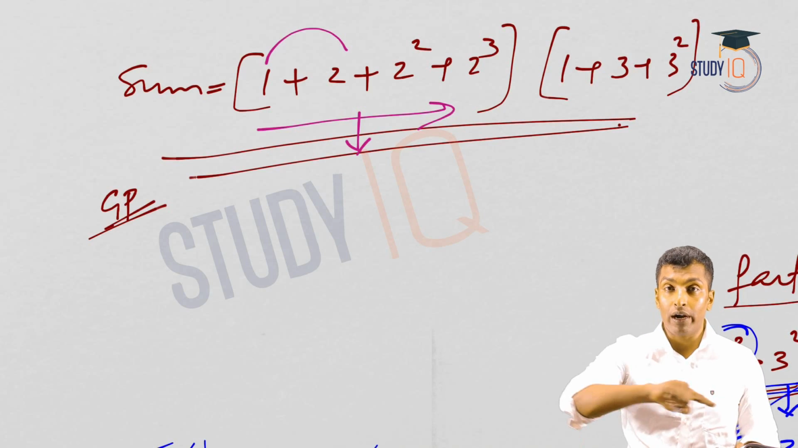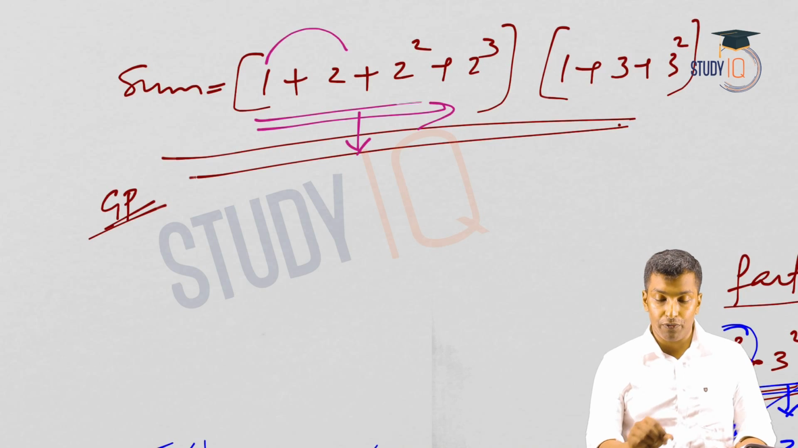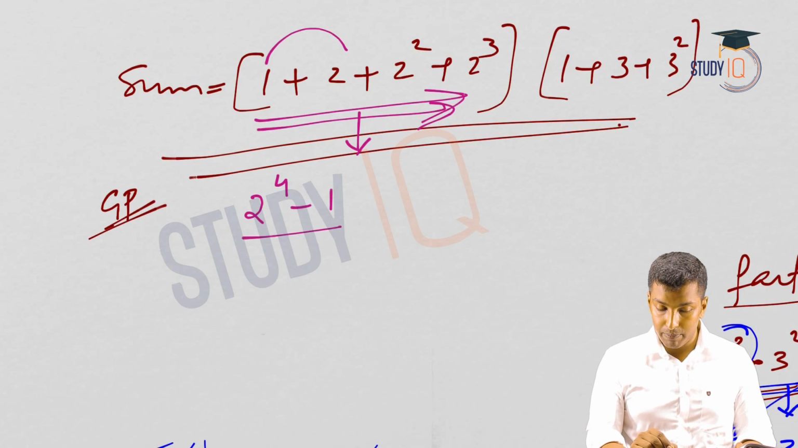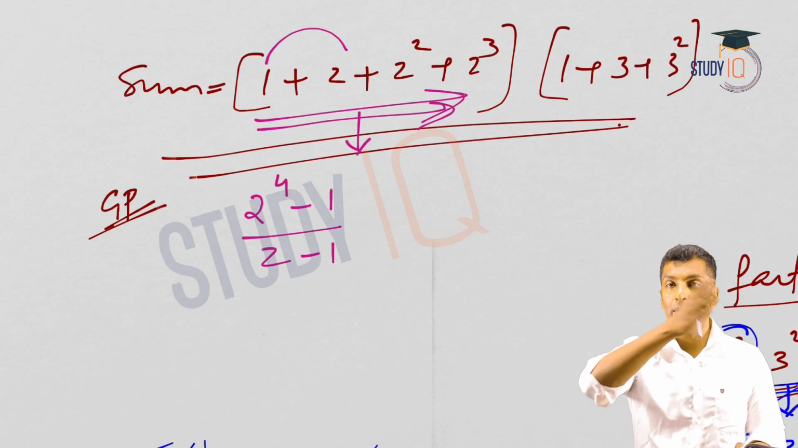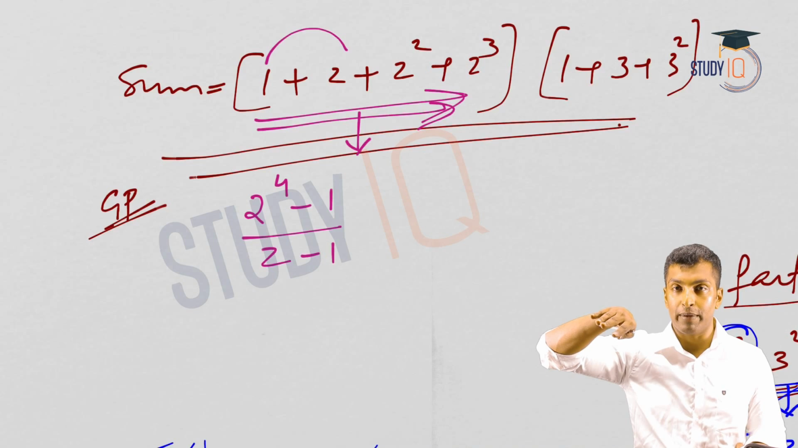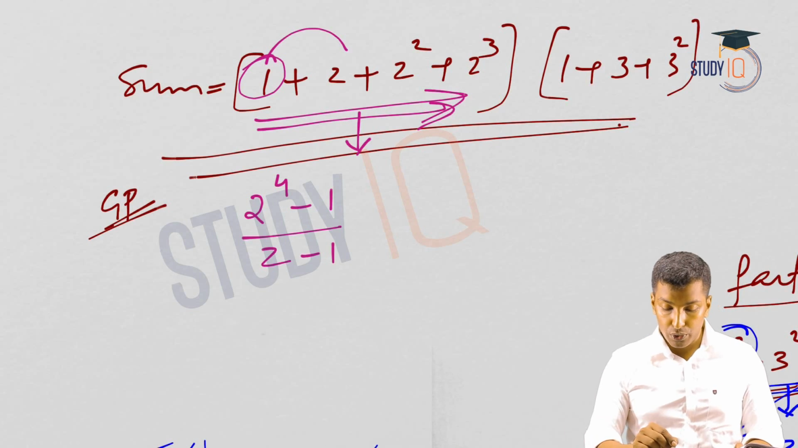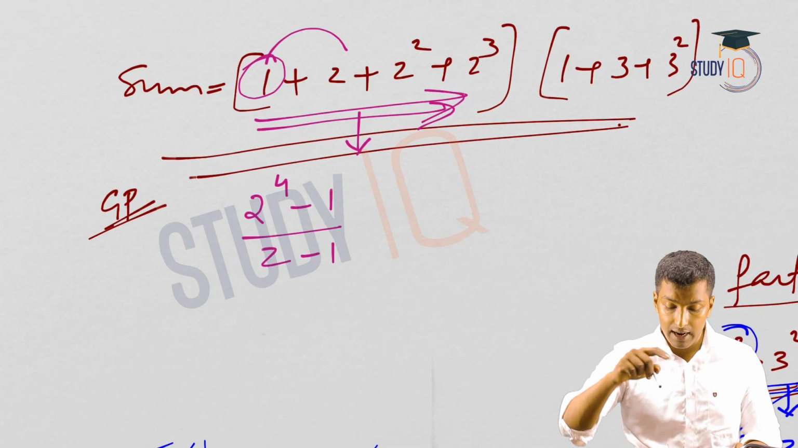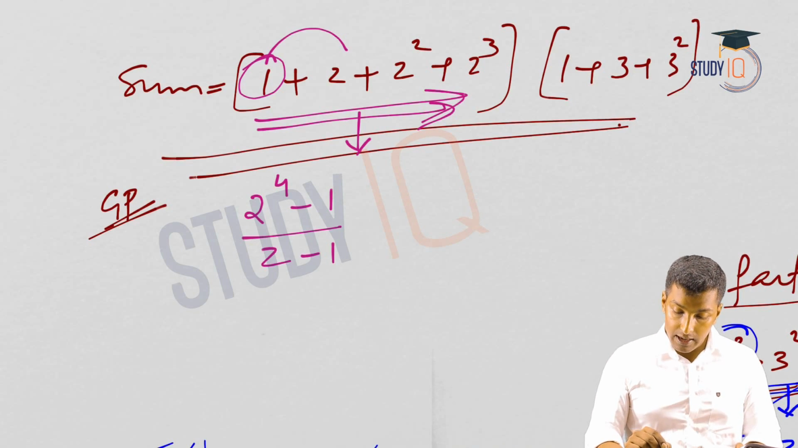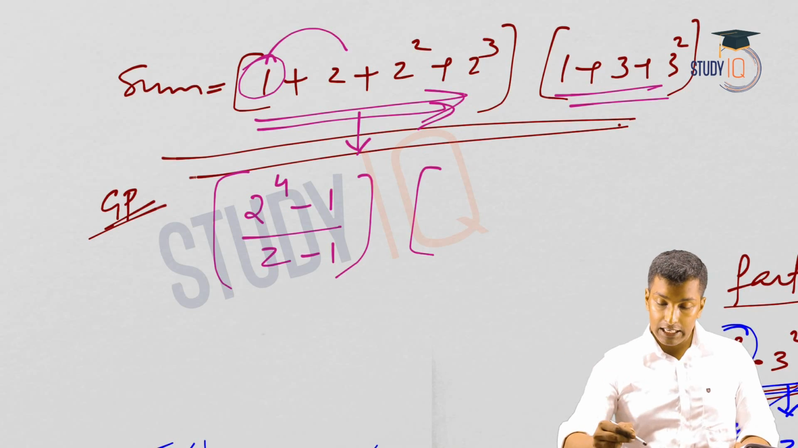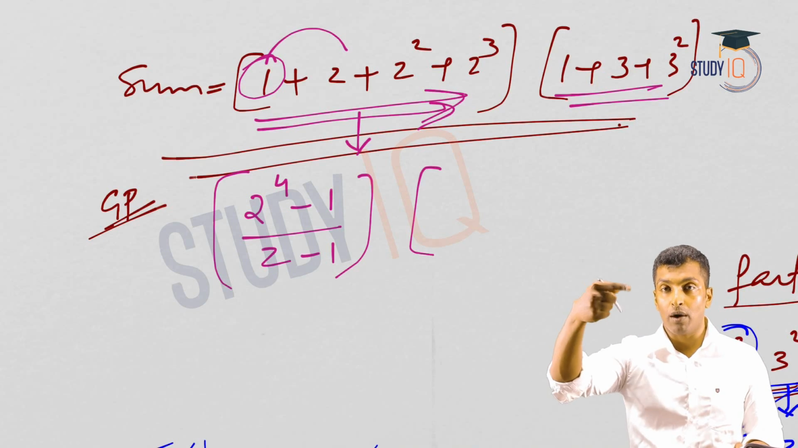Okay. So, and what I'm asking you to find is, I'm asking you to find the sum of GP. You know the formula, that is 2 raised to 4 minus 1 divided by 2 minus 1. Okay, you know the formula A, R raised to n minus 1 by R minus 1. Here A is 1. Okay, what is R? R is 2, so 2 raised to 4, because 4 terms are there, minus 1 divided by 2 minus 1. Okay, similarly, here you can see here, what is common ratio here? 1, 3, 3 square, so common ratio is 3.